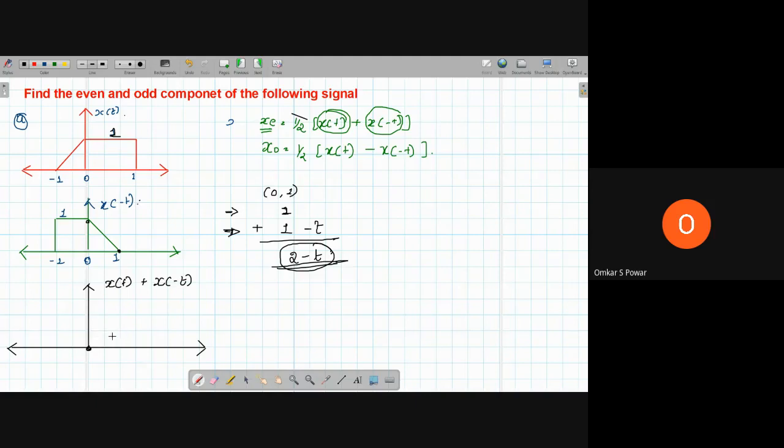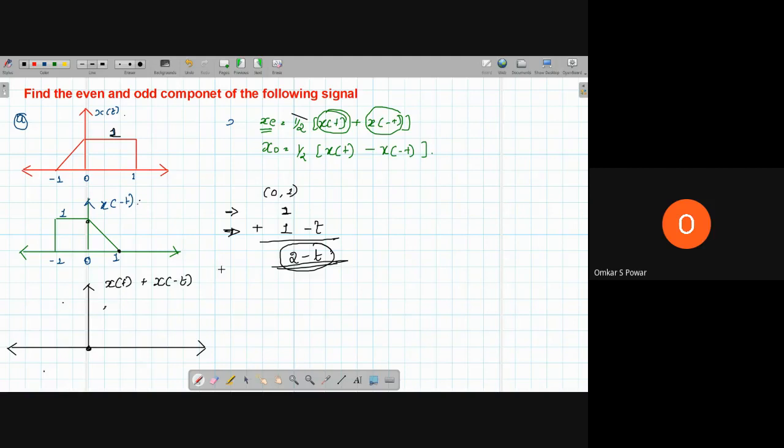Since it is even, if we calculate this part, it will be symmetrical about this part. For odd, if we calculate this part, it will be anti-symmetrical. So first we will calculate this x of t plus x of minus t. Then we will do half, we'll get this one. For odd, x of t, same, minus x of minus t. So we will plot this one first and then we will go to the odd component.